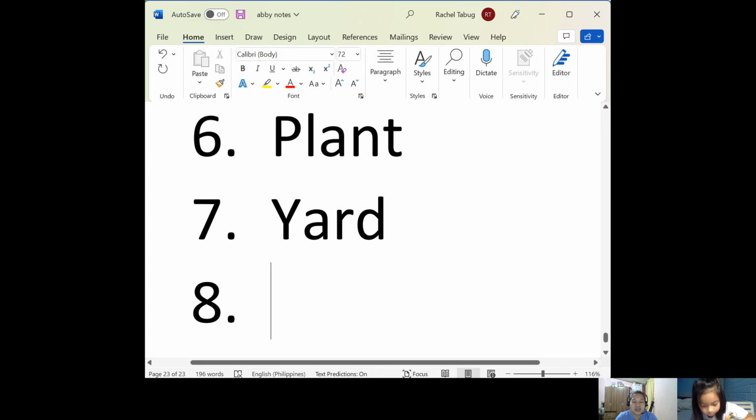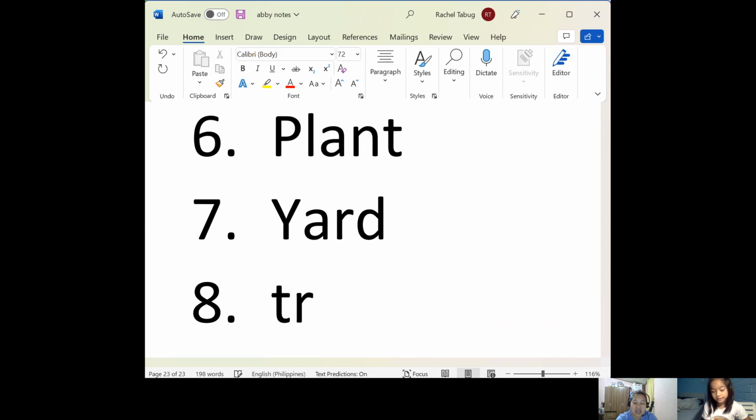Yard. Okay, number eight. Is spell, say the word first. Oh, wait, trade. Yay, spell it. T-R-C. Huh? T-R-C? Okay. No, T-R-A-D-E. Good job, yay, finally you got it all correct.